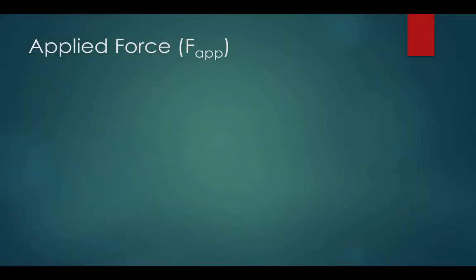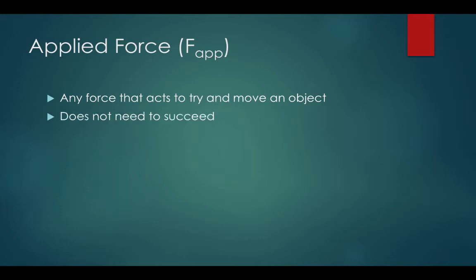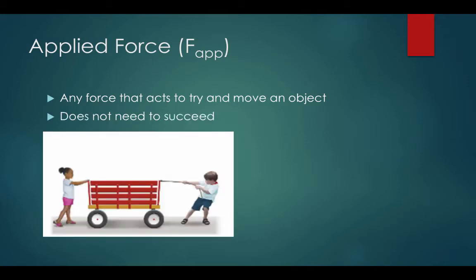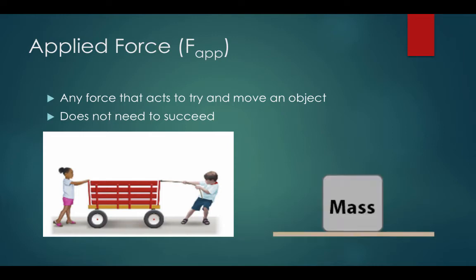Force applied, Fapp, is any force that acts on an object in an effort to move it. It does not necessarily need to succeed, though. This example shows a girl and a boy working together to try to move a wagon. If the gray mass is the wagon, the force applied by the girl can be represented by this red arrow, while the boy can be represented by this black arrow.